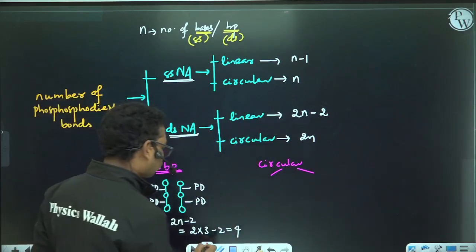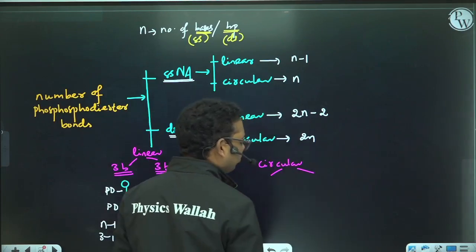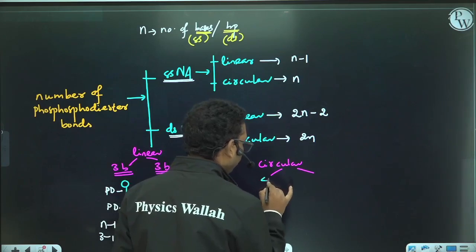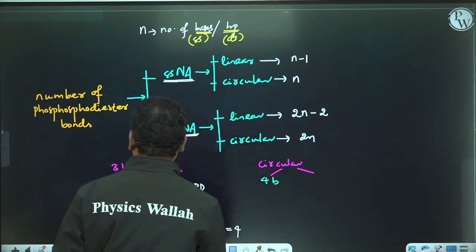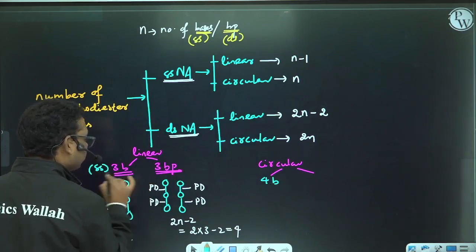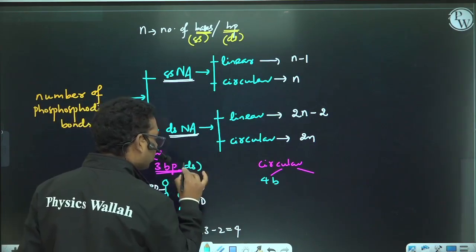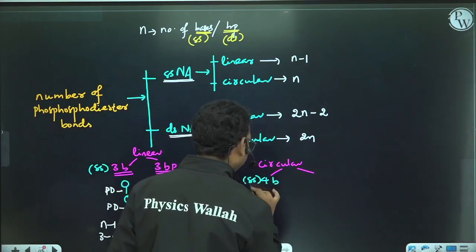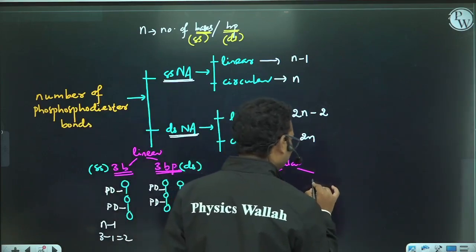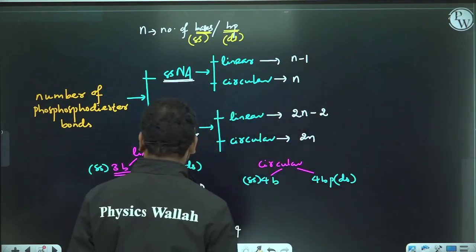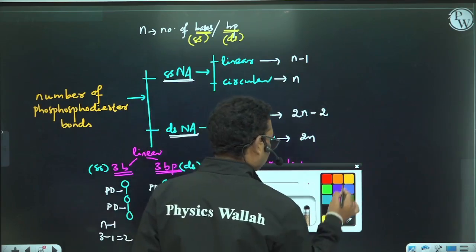So suppose there is a circular DNA which is single stranded, and it has 4 bases. If 3 bases are present, that means it is single stranded. If 3 base pairs are present, that means it is double stranded. If 4 bases are present, the DNA will be single stranded, and if it has 4 base pairs, that means it will be double stranded.